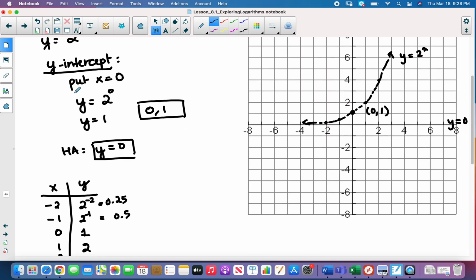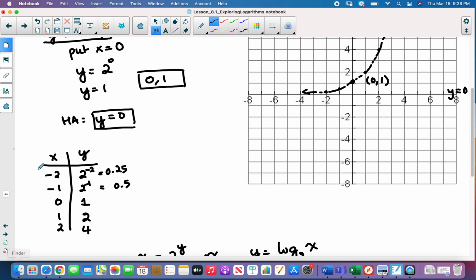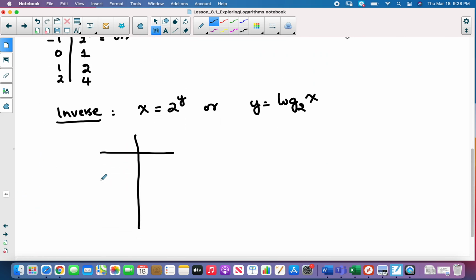And the easiest way to now get the table of values for this function is to take the points that we got from the original function and just switch the x and the y values. And that will be giving us points for the inverse function. So this will be 0.25 and -2, 0.5 and -1, 1 and 0, 2 and 1, and 4 and 2.